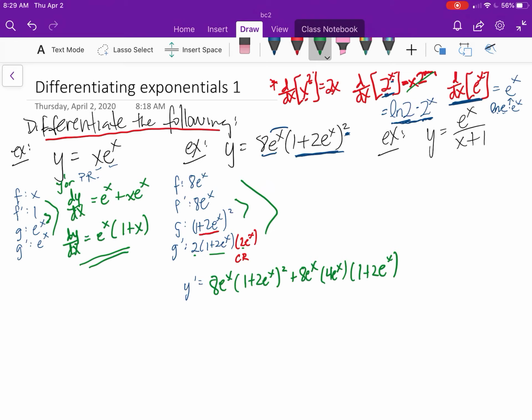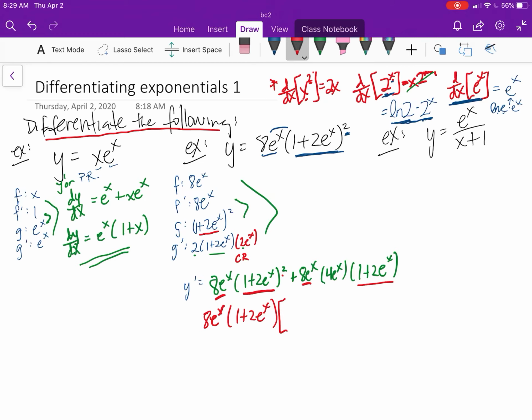Factoring will clean it up some, but some of these are just going to be kind of ugly answers. For instance, I see both of them have this 8e to the x, right? Both terms. So let's factor that 8e to the x out. Both terms have this 1 plus 2e to the x. It's just this one has a squared, this one only has 1. So we'll factor that out. And that is about it. So I'm going to go ahead and do brackets.